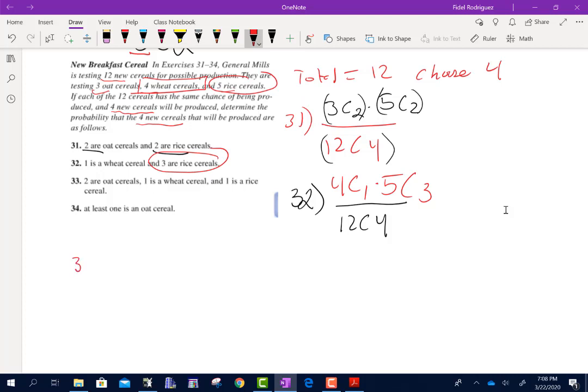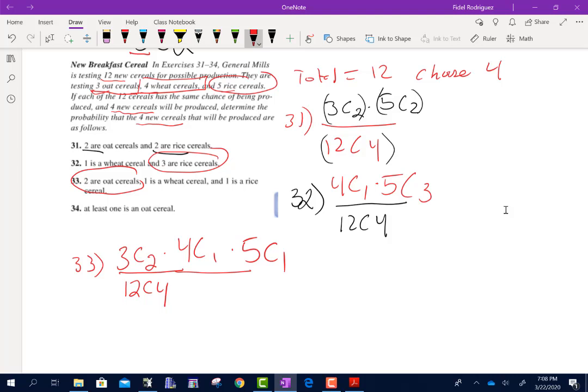Let's take a look at number 33. 2 are oat, 1 is wheat, 1 is rice. Okay, so my denominator stays the same. 12, choose 4. Okay, 2 are oat. Well, we have 3 oat to begin with. So we're going to have 3, choose 2. 1 wheat, 4, choose 1. And 1 rice, 5, choose 1.